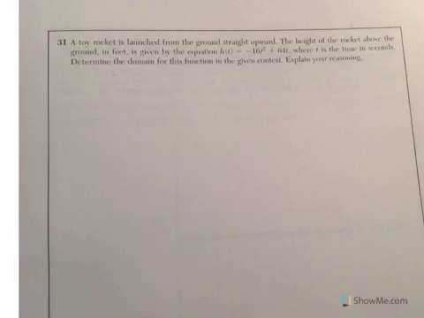Number 31: A toy rocket is launched from the ground straight upward. The height of the rocket above the ground in feet is given by the equation h of t equals negative 16t squared plus 64t, where t is the time in seconds. Determine the domain for this function in the given context and explain your reasoning. Well, domain is talking about x values, and since they don't have any x in the equation, it's really talking about your t, which is your time.